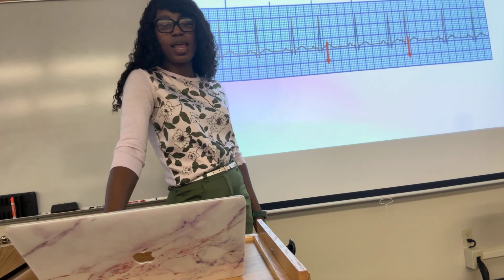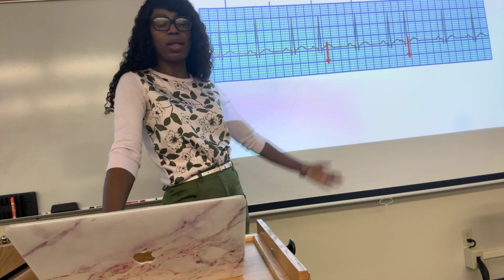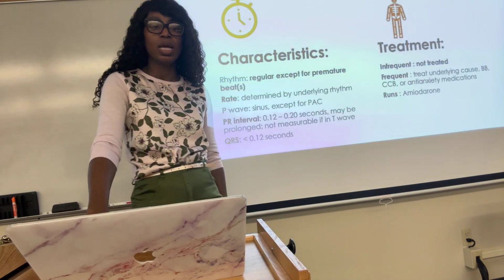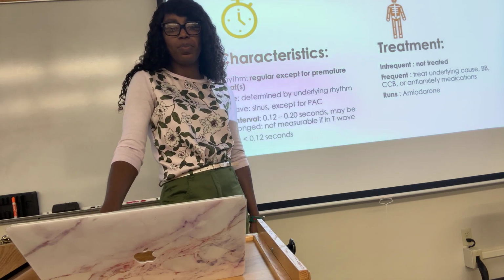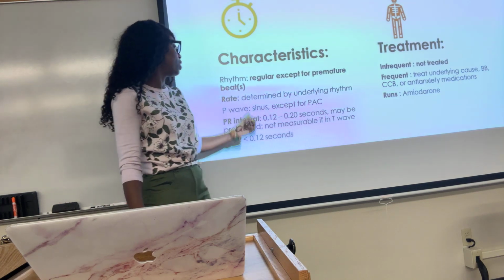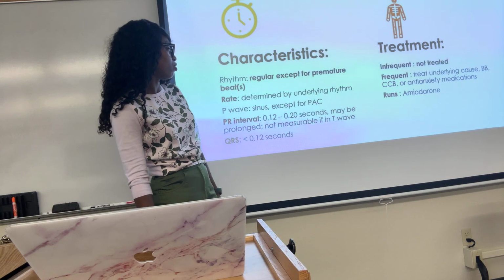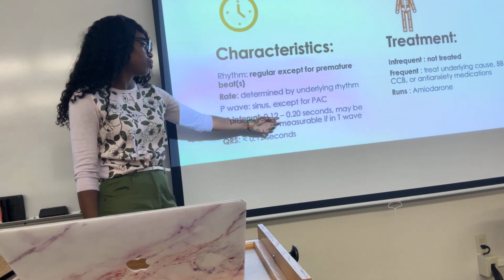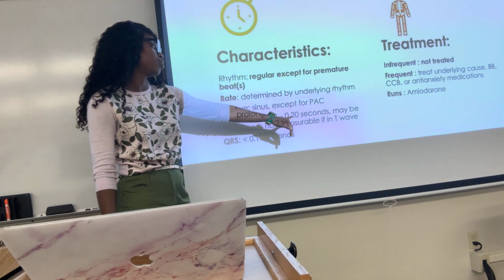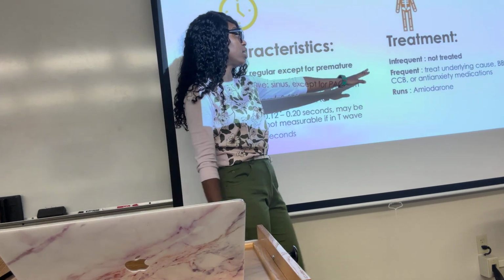So there's that, and there's that, okay? All the others, if you measure them, they're just about the same distance apart from each other. Those are our peaks. Okay, then we have the wording. So the rhythm is regular, except for premature beats. Rate is determined by the underlying rhythm. P wave is sinus, except for the PAC. PR interval is the regular length, but may be prolonged, not measurable if in the T wave. QRS is normal.